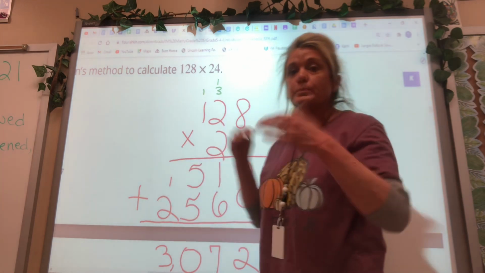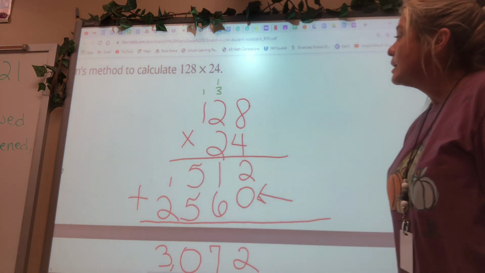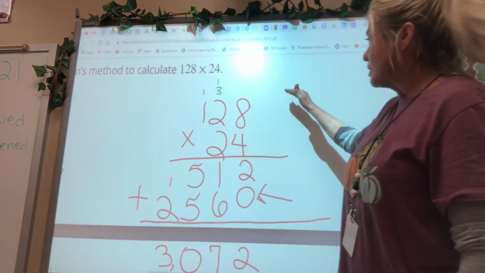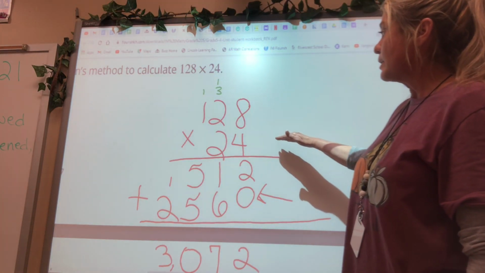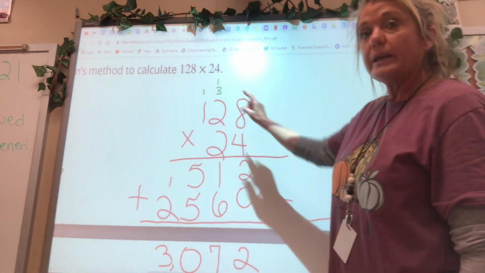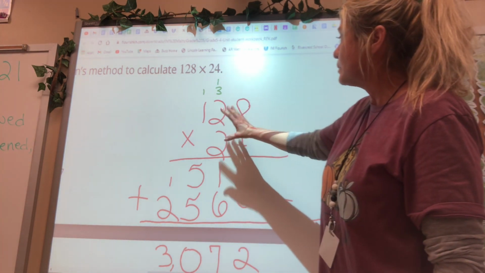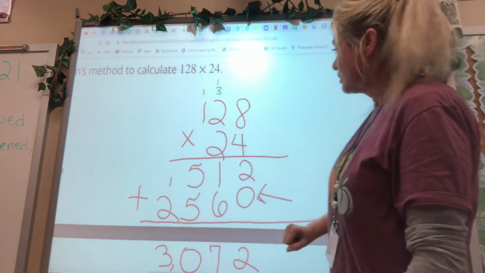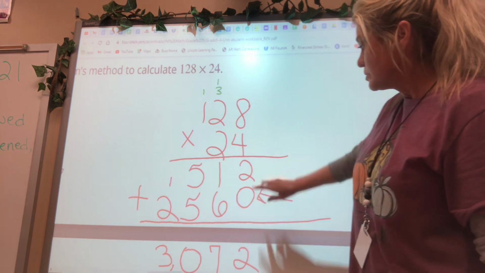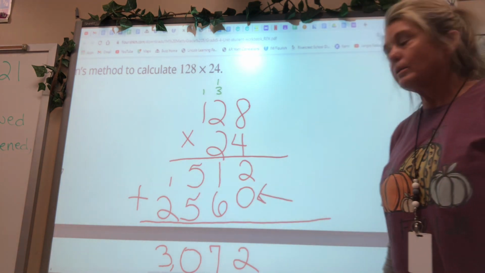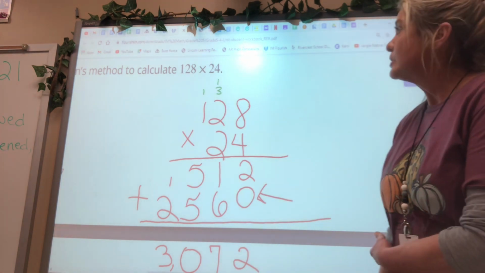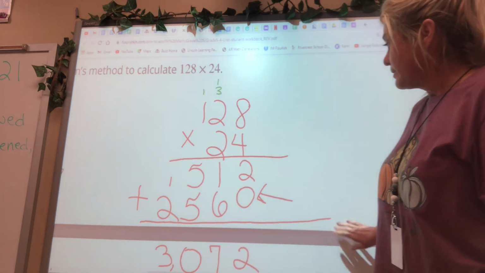Algorithm is just the steps in a math problem. And we stack them, highest number on top, lowest number on bottom. Anytime we have a carryover, don't forget, after you multiply your basic numbers here, don't forget your carryover. We had 2 numbers, so we'll have 2 rows, and our final product answer is 3,072. And that's it for today's lesson.